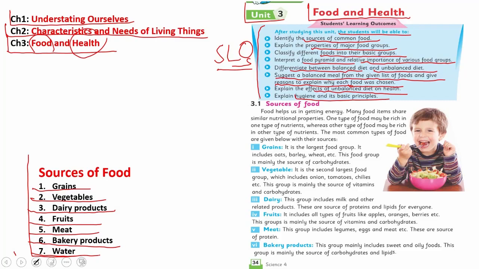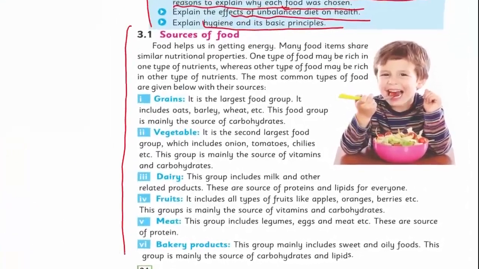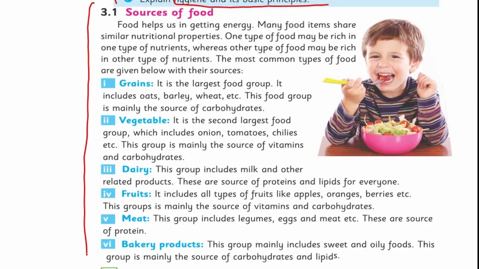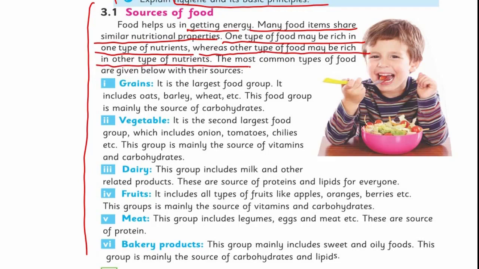My dear students, let's start from the sources of food, and the first one in this category is grain. But before that, just have a bird's eye view on the text. Food helps us in getting energy. Many food items share similar nutritional properties. One type of food may be rich in one type of nutrients, whereas the other type of food may be rich in the other type of nutrients. The most common types of foods are given below. Yes, wonderful. We eat different kinds of food.